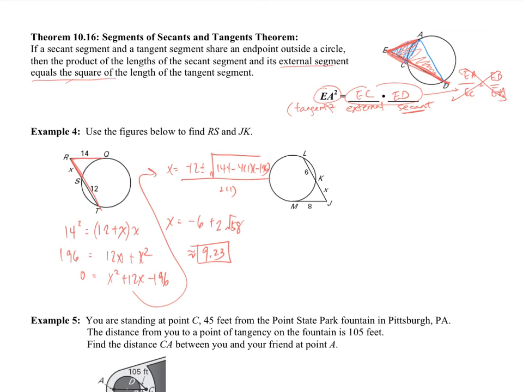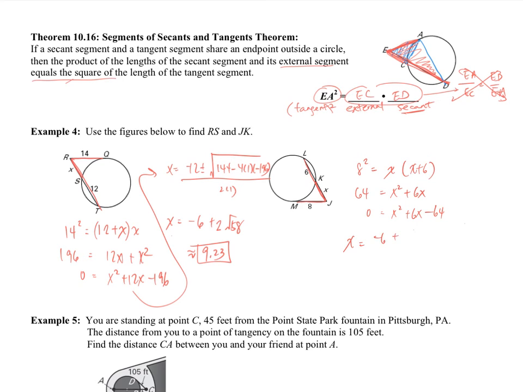Okay, let's do another practice. And it's exactly the same way. You take the tangent segment, square it, which is 8 squared, and you set it equal to x, which is the external segment, times the entire length of the secant segment, x plus 6. And now you're going to end up with a polynomial again. And for this one, you also can't factor, so you're going to have to use the quadratic formula.